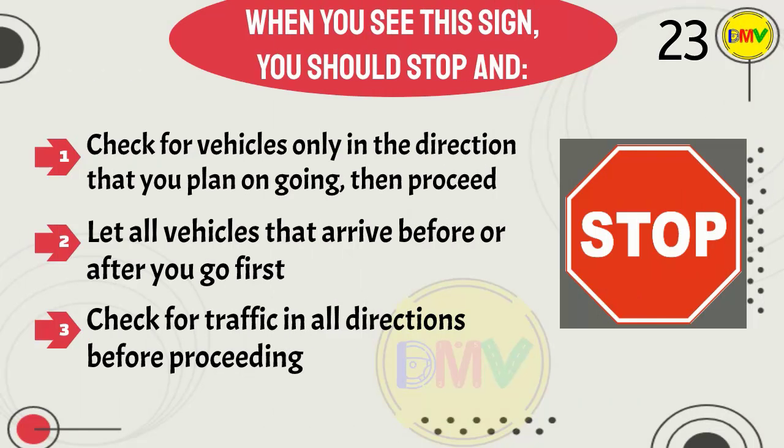Question 23. When you see this sign, you should stop and: 1. Check for vehicles only in the direction that you plan on going, then proceed. 2. Let all vehicles that arrive before or after you go first. 3. Check for traffic in all directions before proceeding.